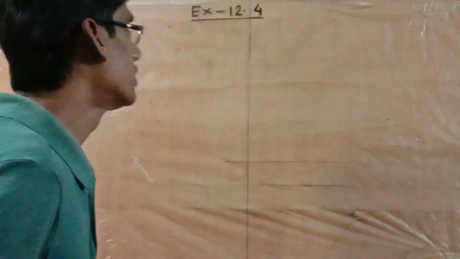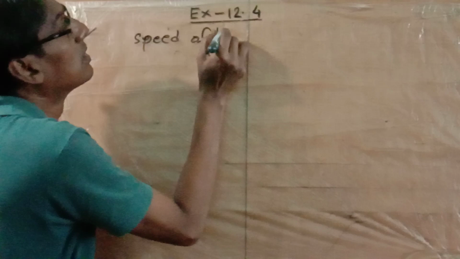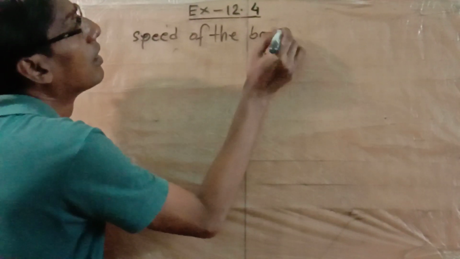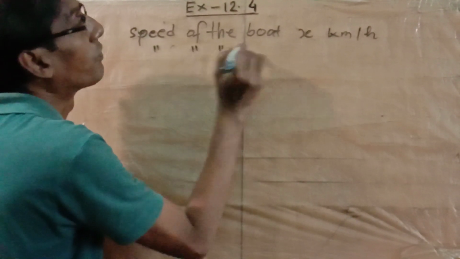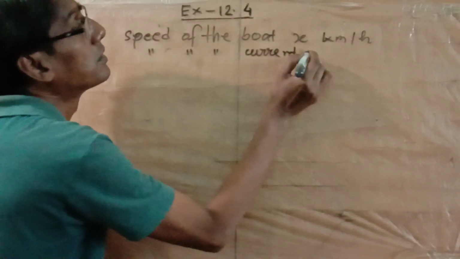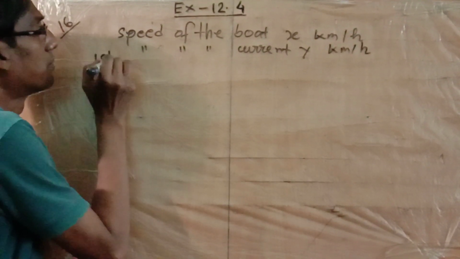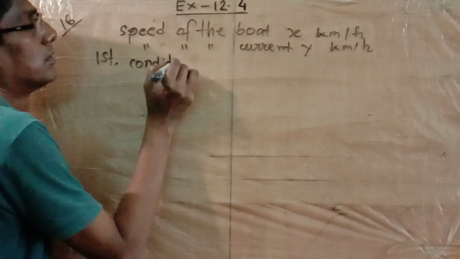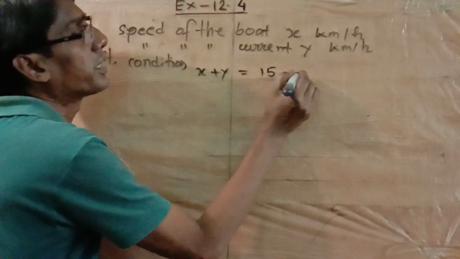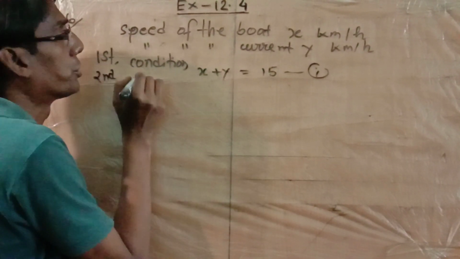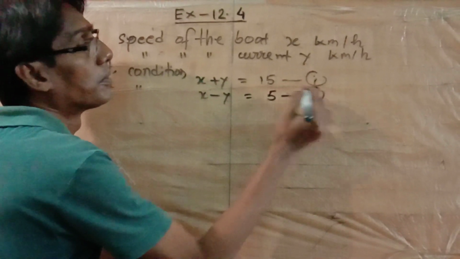So let us assume the speed of the boat is x km per hour and the speed of the current is y kilometer per hour. So according to the first condition, in favor, that means x plus y equal to 15, okay, and second condition, against the current 5 kilometer per hour.